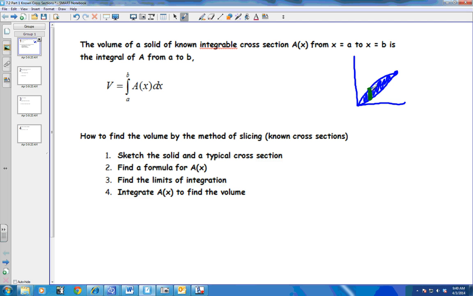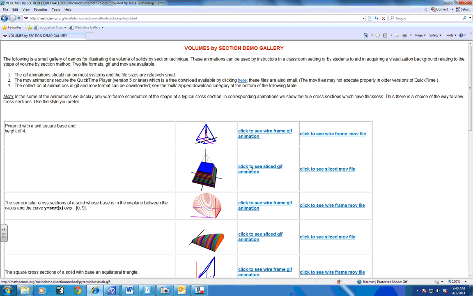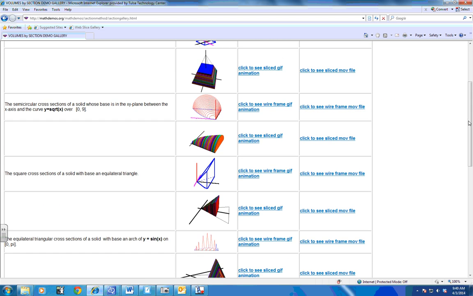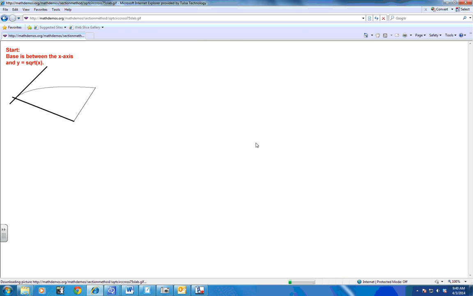First of all, when you're given a cross section, you're always going to draw the cross section perpendicular to the axis of revolution. Before we get into that, we're going to find the volume by the method of slicing. Okay, so I'm just going to show you some pictures of what I'm talking about. The first example would be this one.